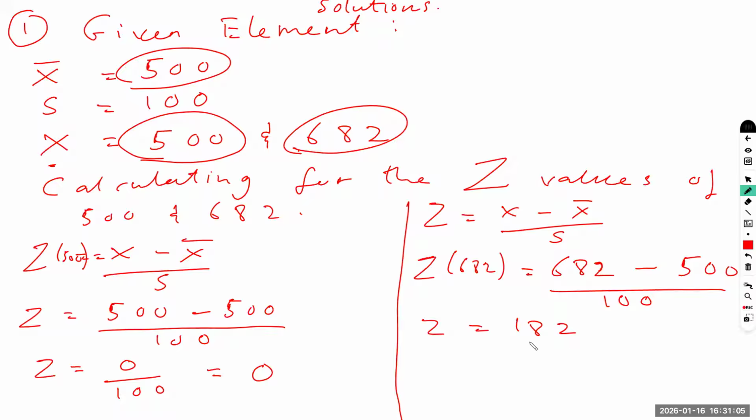So 682 divided by what? 100. Please, what is the answer for this? 1.82. One of your colleagues, I'm not going to mention her name, I was taking her through this. When she did the division, she had 1.6 something. It has nothing to do with anything. So the value you're having here is z is equal to 1.82. I hope you're getting me.